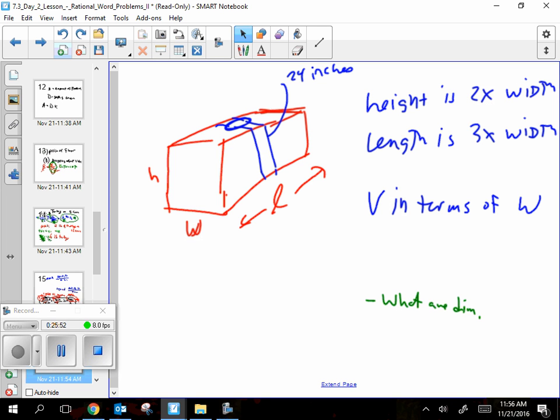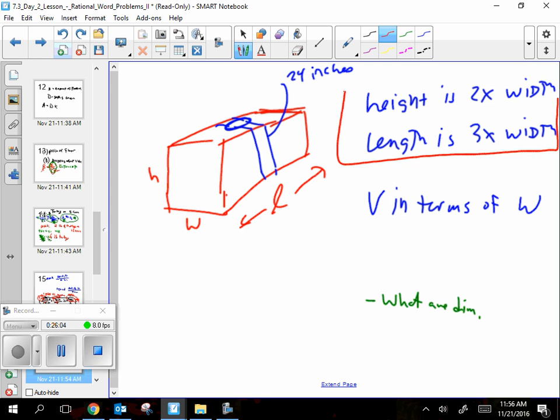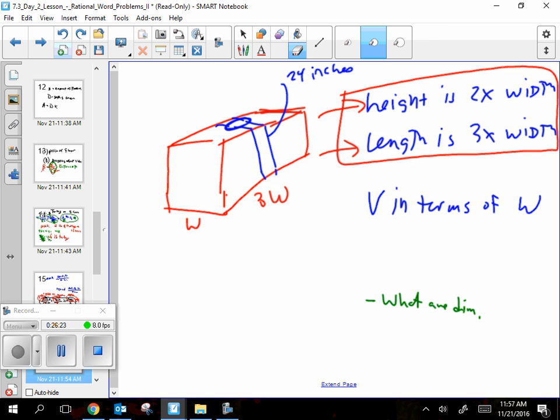To start with, whenever you're doing a problem like this, you've got to draw a picture of it, and then replace these labels with stuff that you know from what they told you. Then I'm going to replace my length with what? 3, not X. 3W's. How about this one? What does that replace? The height gets replaced with 2W. Get how it's W and 2W and 3W now?